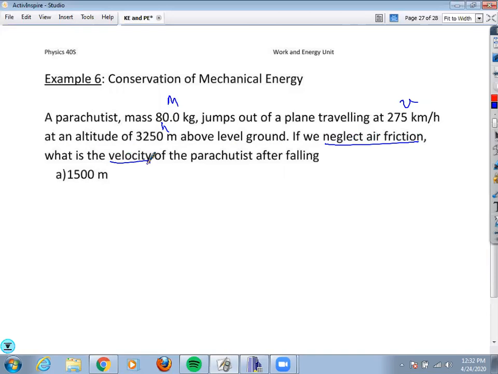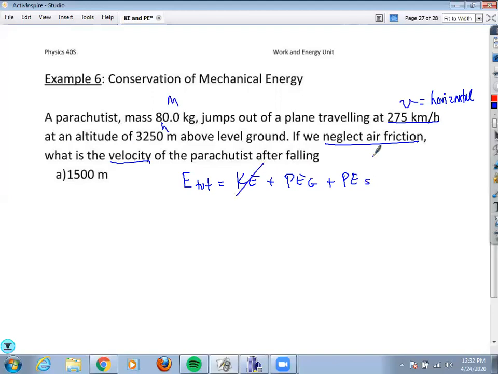Now, we're going to assume that this V is irrelevant because it's horizontal only. To make our life a bit easier, we're just going to assume that the vertical velocity would be 0. So the E total would then equal KE plus PEG plus PES. Now, we're going to say that there is no vertical velocity, so no kinetic energy.